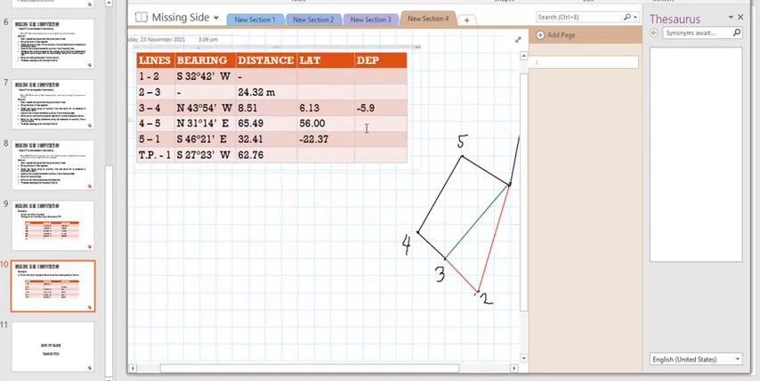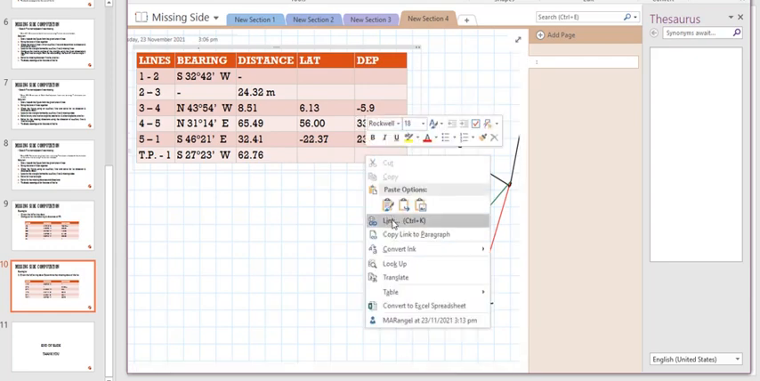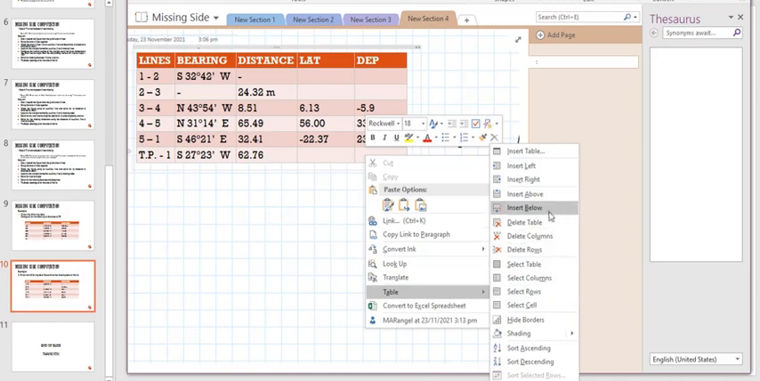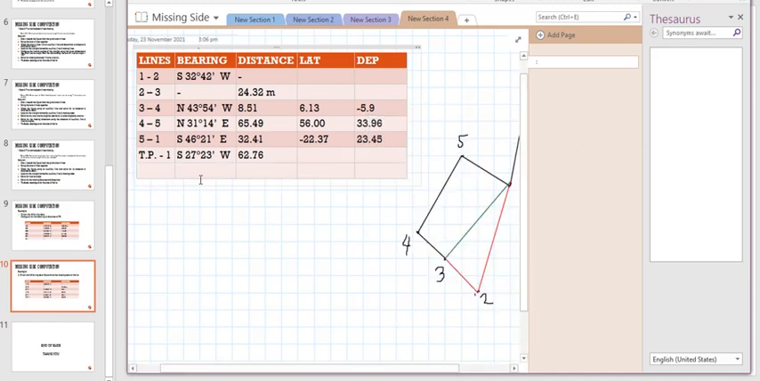Okay. So I have the other values. One is east, so positive 33.96. Then the other is east, positive, that is 23.45. Okay. Insert using the arrows down.